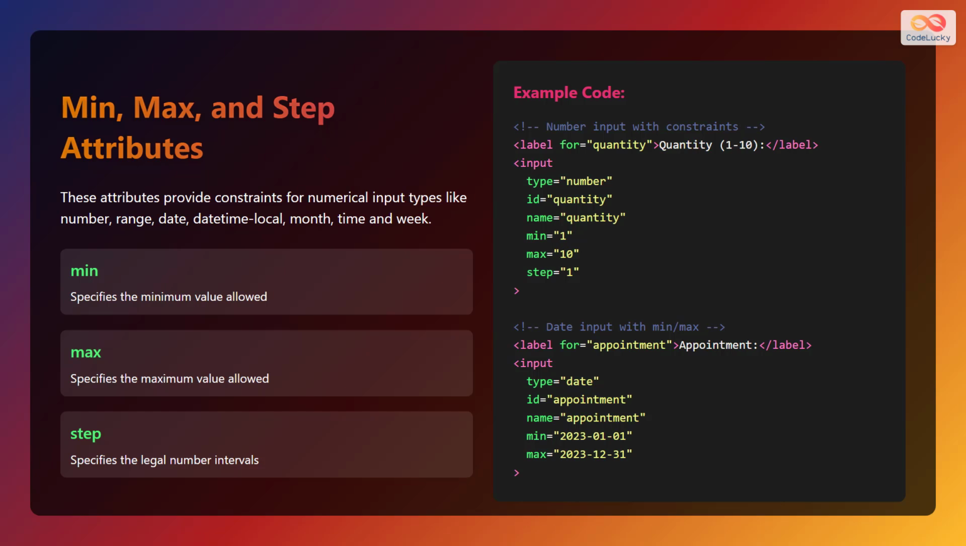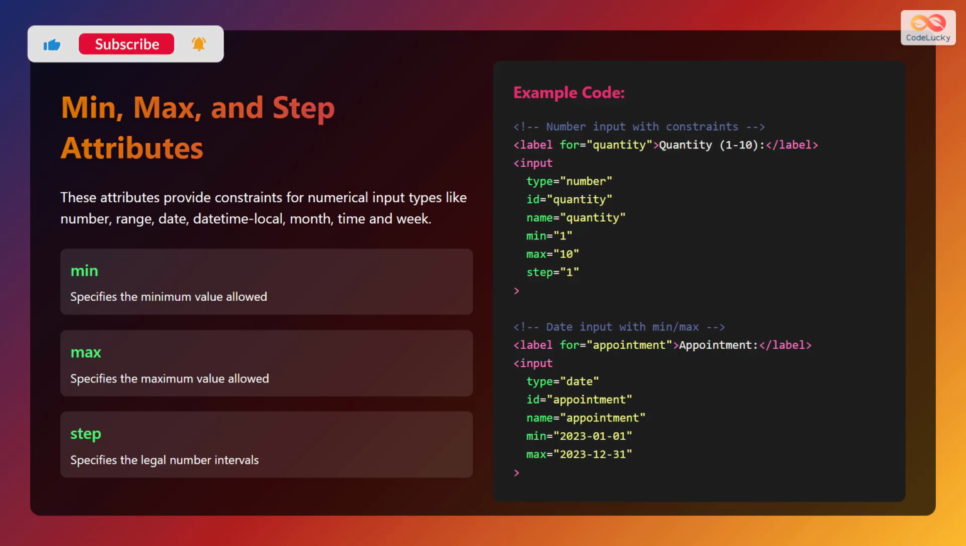The min, max, and step attributes provide constraints for numerical input types like number, range, date, time, datetime-local, month, time, and week. The min attribute specifies the minimum value allowed. The max attribute specifies the maximum value allowed. The step attribute specifies the legal number intervals.